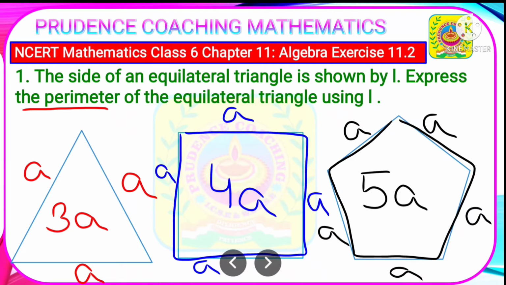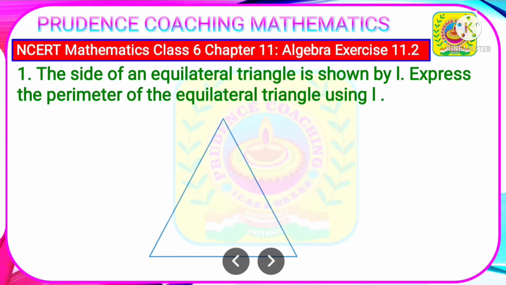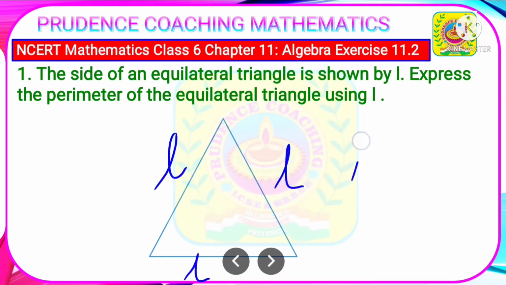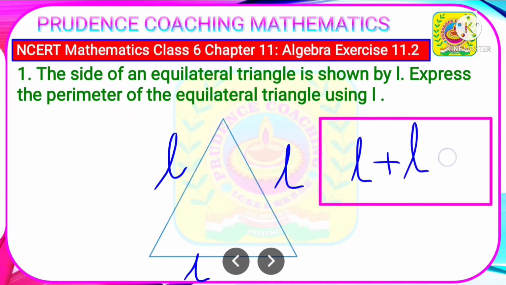So my dear students, I hope the concept of perimeter is clear to you. So let us start with the sum now. Whenever any figure is given to you, if we add the outer boundary of that figure, you will get the perimeter. The outer boundary of this equilateral triangle is these 3 sides. If we add all these 3 sides, we will get the perimeter of the equilateral triangle. Here one side is equal to L unit, so all these 3 sides if we add, we will get L plus L plus L.